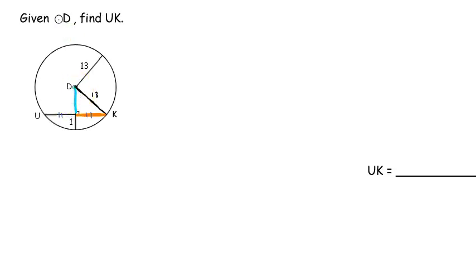Well, similarly, I know that from D all the way to the edge is 13 because that's a radius. And if this part's 1, this part here has to be 12. I now have a right triangle where I have two sides. Here comes Pythagorean theorem again. Legs squared plus, I don't know what this is, I'll call it x, legs squared equals hypotenuse squared.